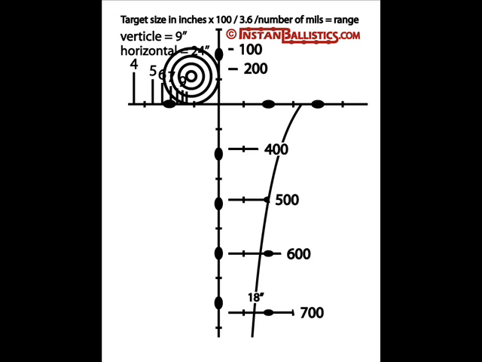If we drop the previous target on top of your chart, you're going to see that that target is much bigger than the line for 400 yards. You can see on the left there the line for 400 yards, number 4. The next line is 500 yards, number 5. Well, your target is much bigger than that. So this target is probably 300 yards or maybe even closer than 300 yards.